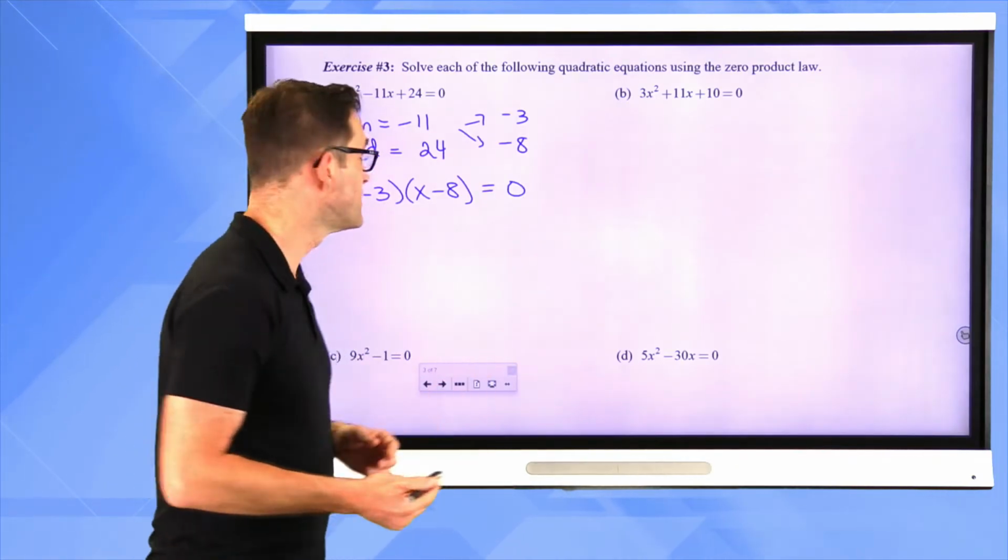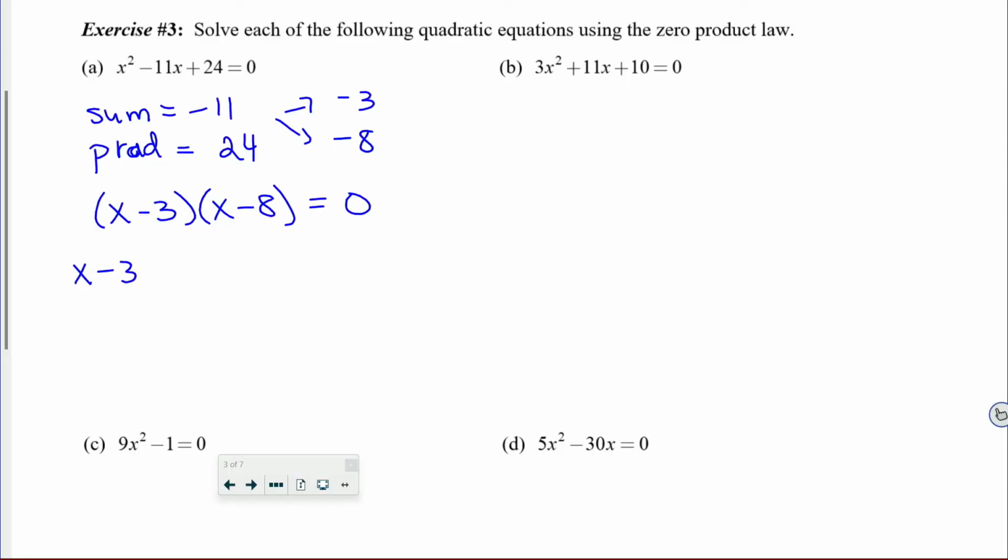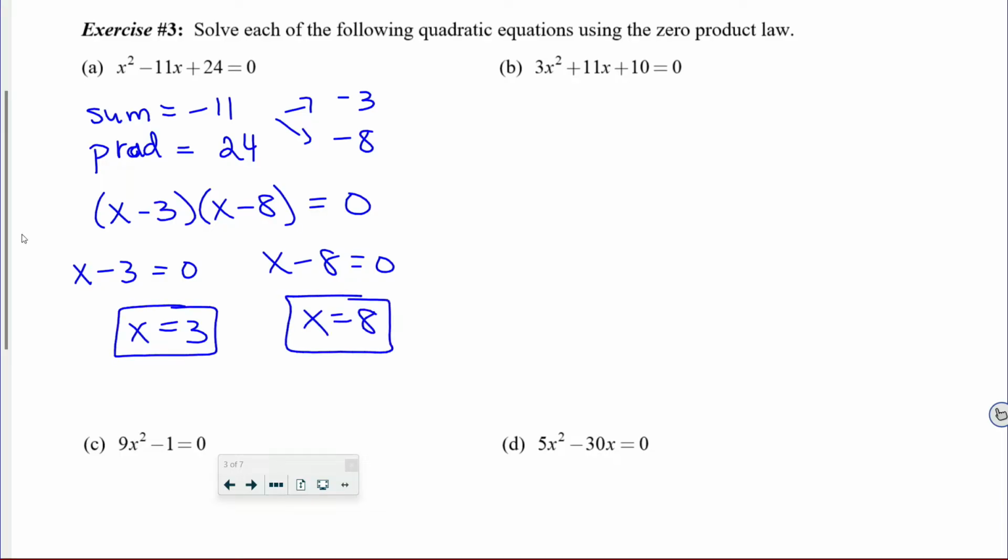And we can take each of these factors, set them equal to 0, and we can solve probably in our head. This one's going to be x equals 3, and that one's going to be x equals 8.